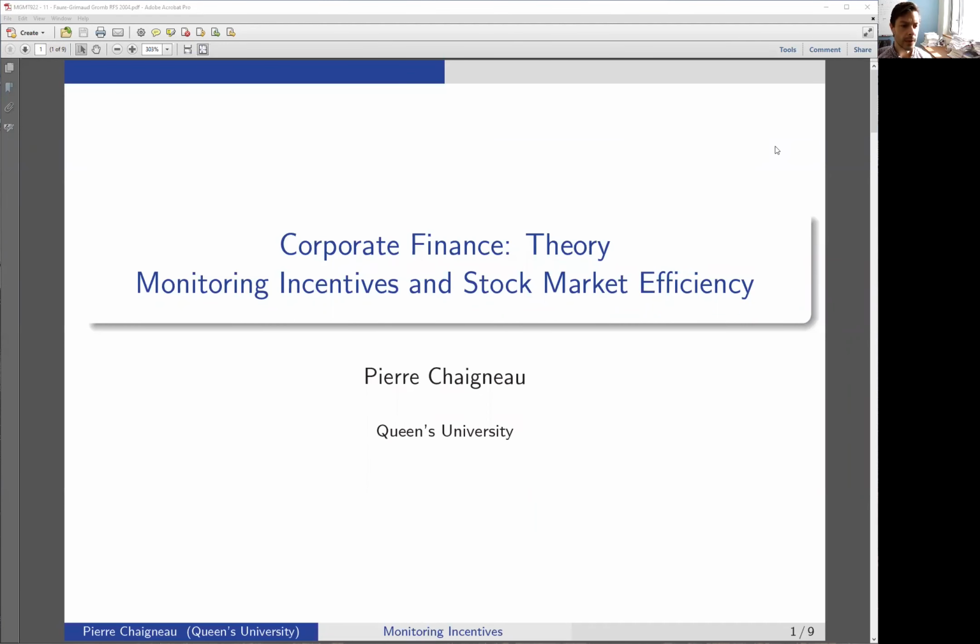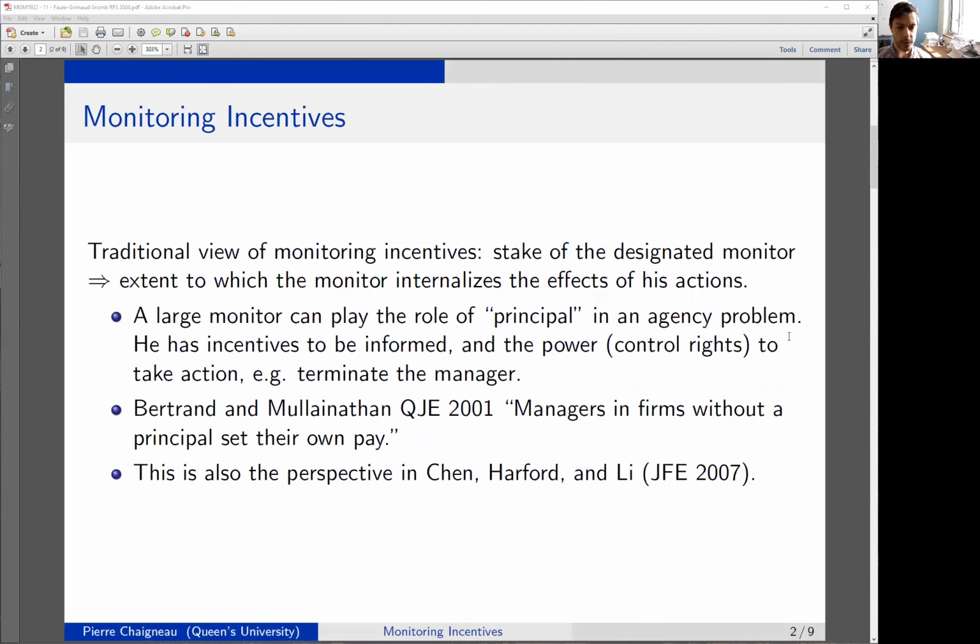So today we'll try to understand how to use existing models, the features of existing models, to build a model that will generate new interesting insights. We will start with a paper by Antoine Faure-Grimaud and Denis Gromb.